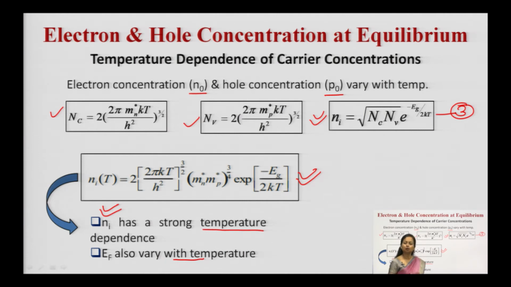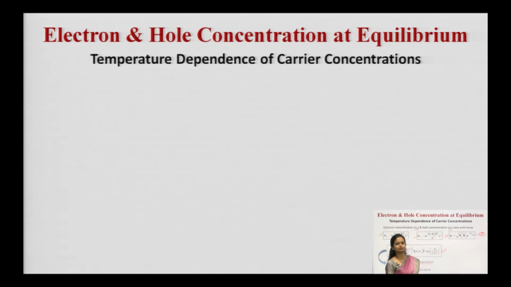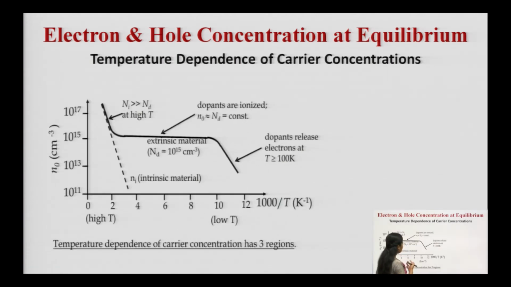These terms are correlated, and you can explain them with the help of this mathematical expression. Now, let us discuss the curve which is plotted between the temperature and the carrier concentration. On the x axis temperature is taken, and on the y axis carrier concentration, which is N naught, is taken. Here on the x axis, this parameter is plotted, which is 1000 upon T.